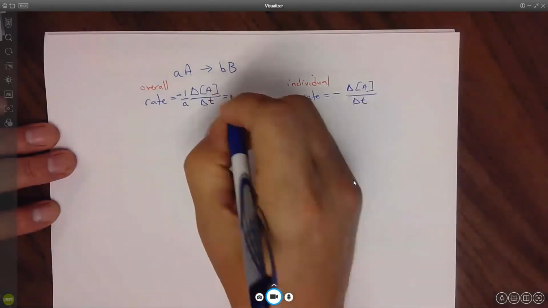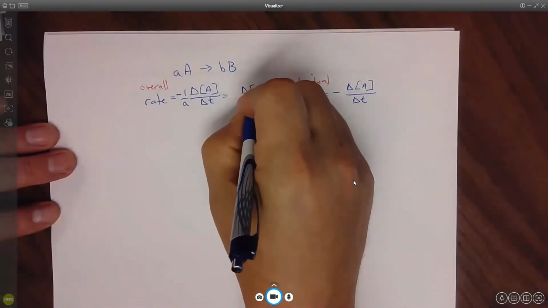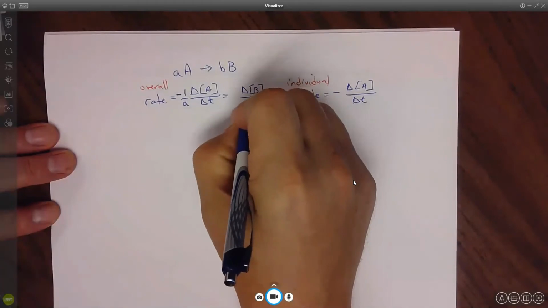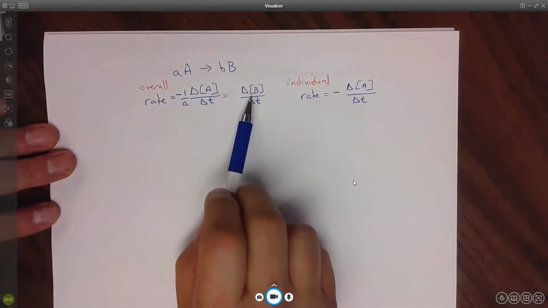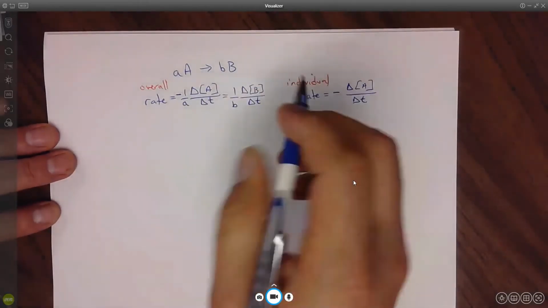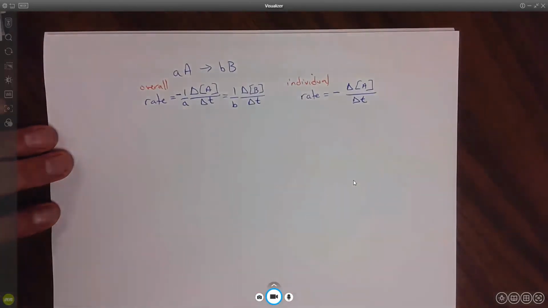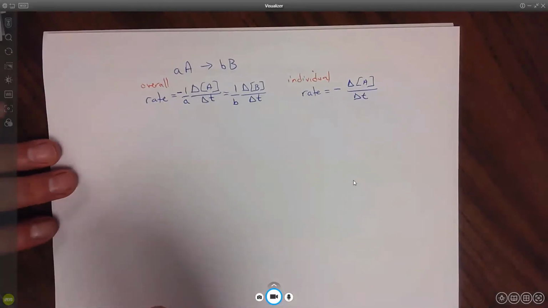Now we could also relate this to the products. Again, it would be the change of the concentration of the products with respect to time. Now in this case, we're gaining products, so this is going to be a positive number, so we don't need the negative in front. But again, if we want to make it the overall rate, we have to put it 1 over the coefficient in the balanced chemical equation. Okay, so that's just how we get the average rates.